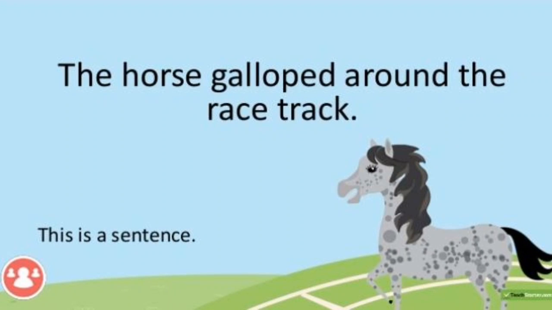The horse galloped around the racetrack. Here is a subject and a verb and also an object. So it's conveying a complete thought. So we can say that this is a sentence.